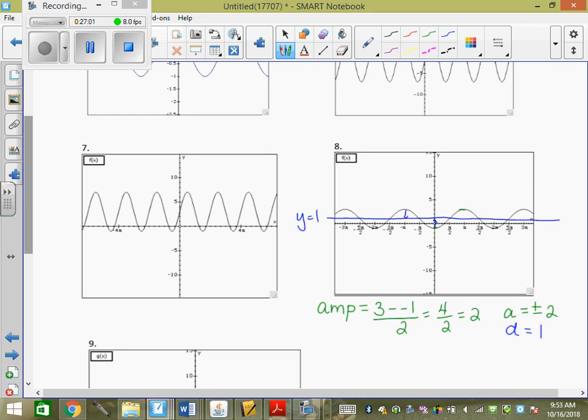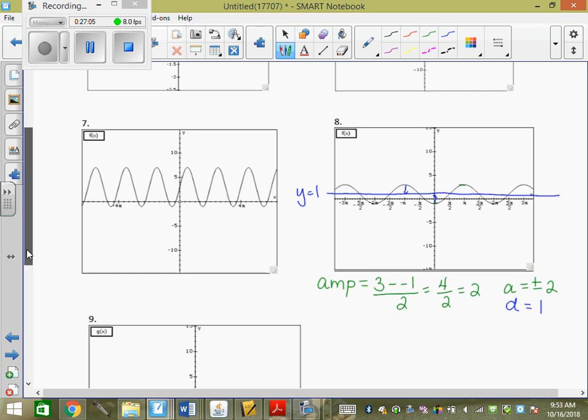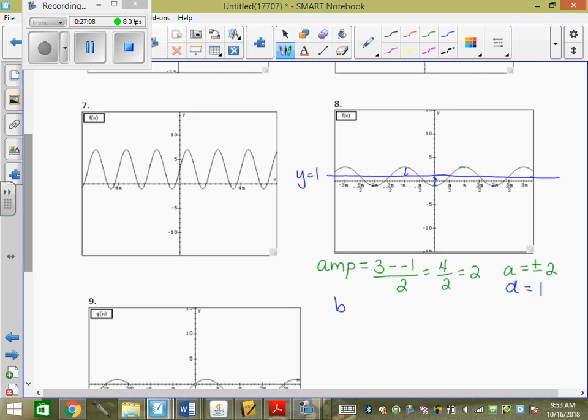How do I get my B value? Two pi divided by the period, whenever it's off of a graph. So what's the period of this graph? How long does it take to repeat itself? I'm going to go from min to min just because my min's on the y-axis. So min to min is 2 pi. So my B value is 1 because it didn't stretch it, right?